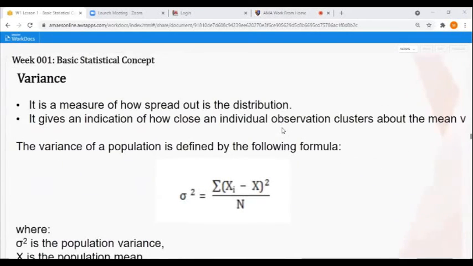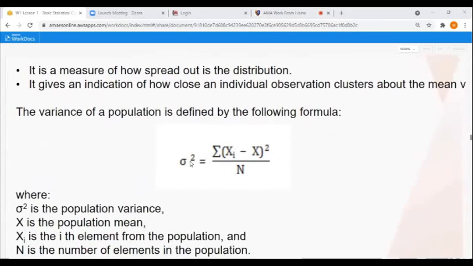Next, we have the measure of dispersion, variance. Variance is defined as the measure of how spread out the distribution is. It gives an indication of how close an individual observation clusters about the mean. The formula that we have here is the formula for population variance for ungrouped data. The symbol used for this is sigma squared.